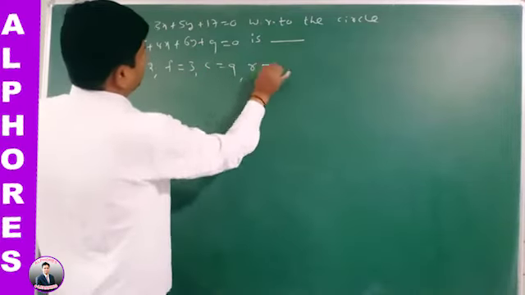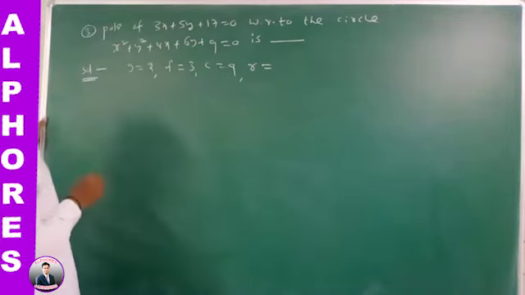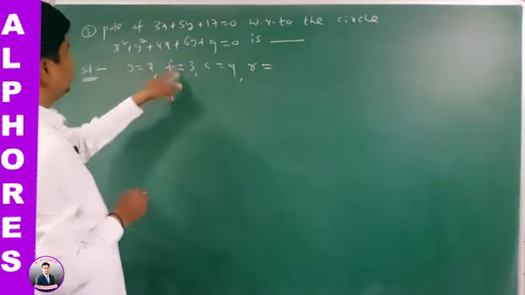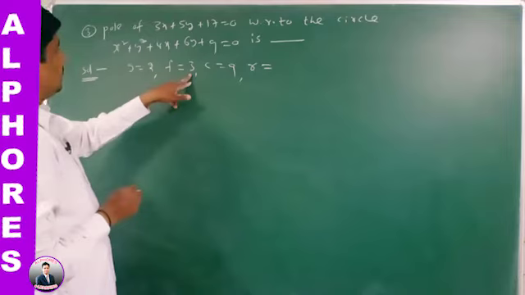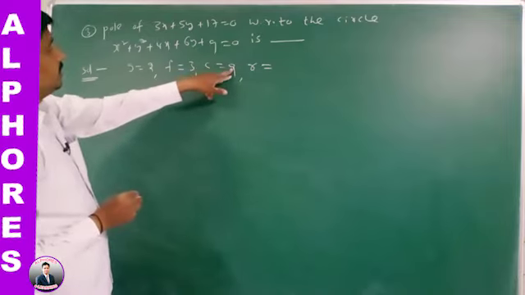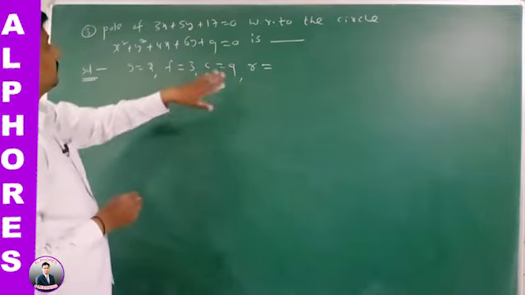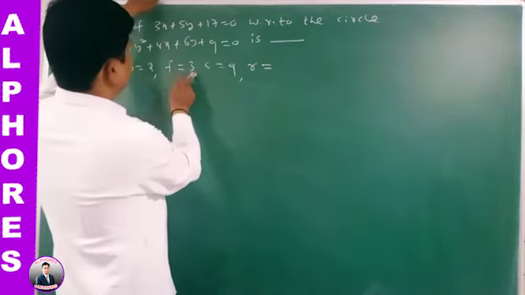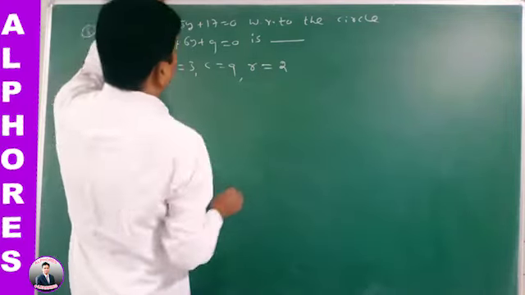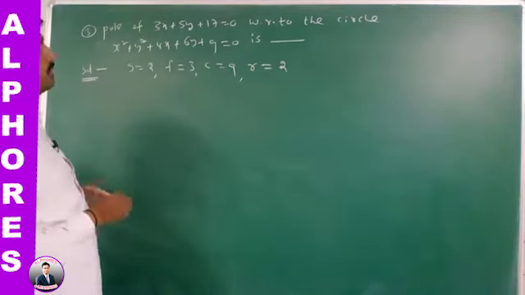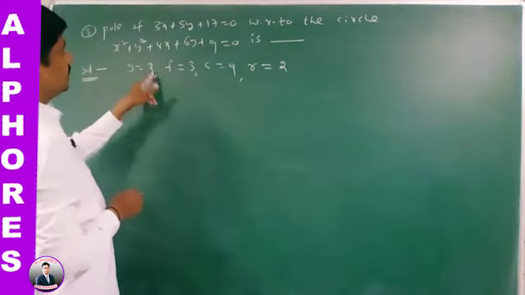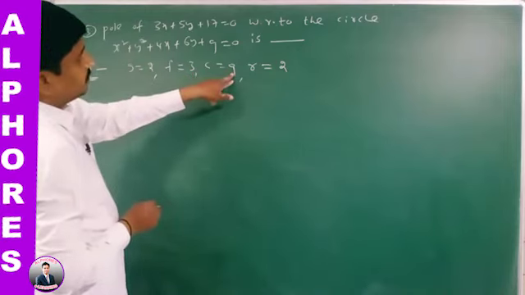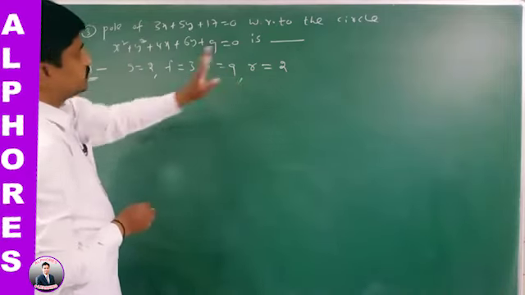Now radius: under root of g² + f² − c, that is 4 + 9 = 13, minus c, 13 − 9 = 4. Therefore r = under root of g² + f² − c = 4 + 9 = 13, 13 − 9 = 4, under root of 4 is 2.